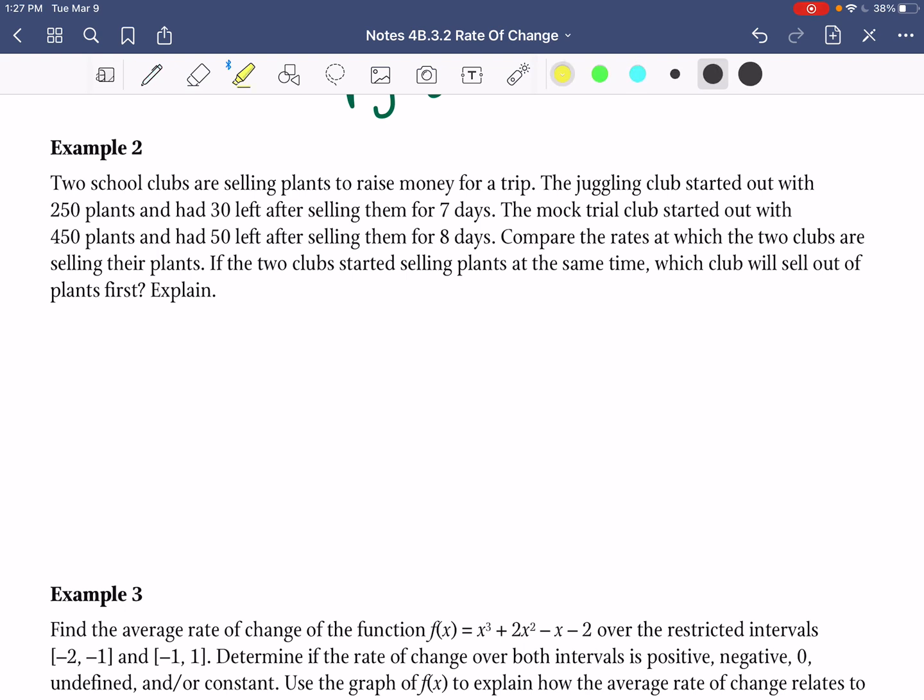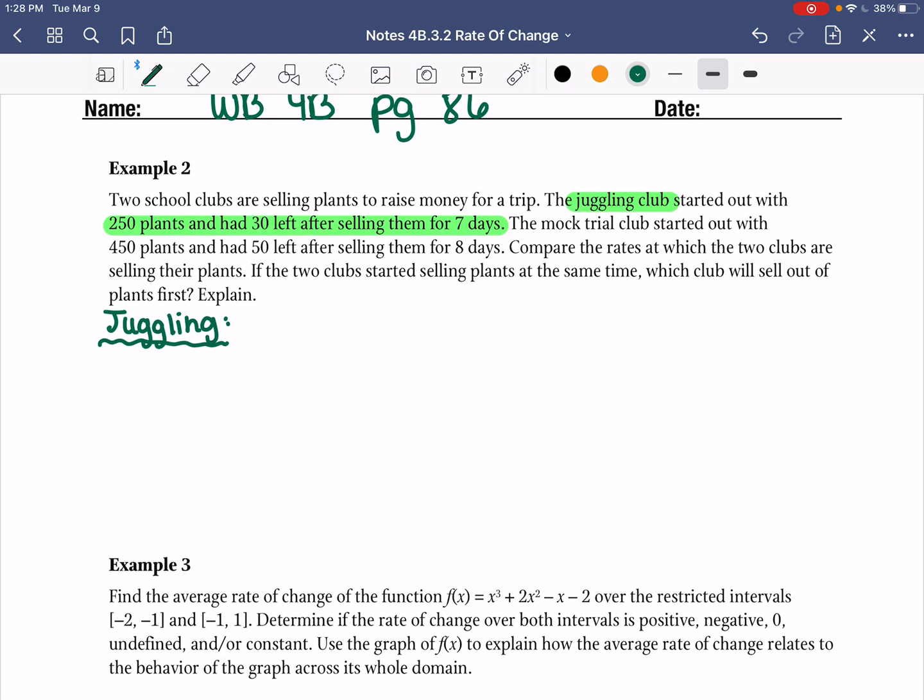Explain. All right, so we have 2 of them. So we have the juggling club. They started with 250 plants and had 30 left after selling them for 7 days. So if we want to find their rate, our rate is going to be the number of plants over the days.